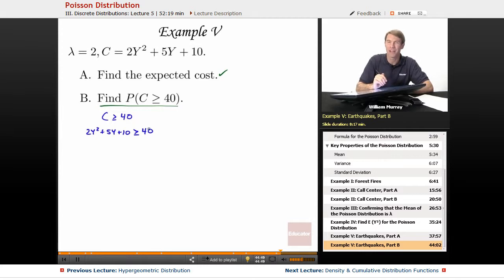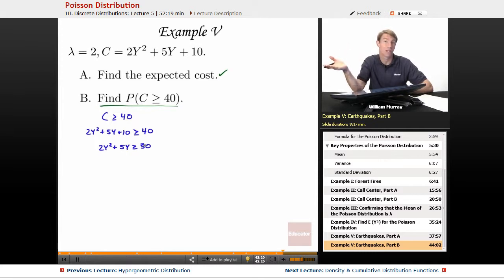I want to try to simplify this as much as I can, but it's not going to simplify terribly well. I'm going to subtract 10 from both sides. 2y squared plus 5y, whoops, I forgot my 5 there, 5y is greater than or equal to 30. Now, I want to figure out which values of y I'll be looking at there, and then I can find their probabilities. Remember that y is a whole number, because with Poisson random variables, you're always getting whole numbers.